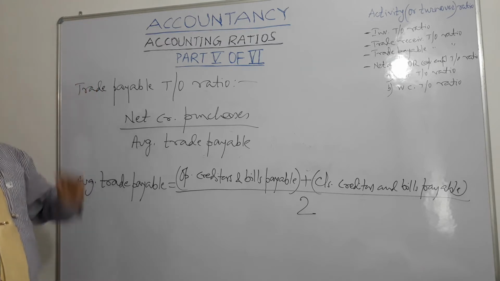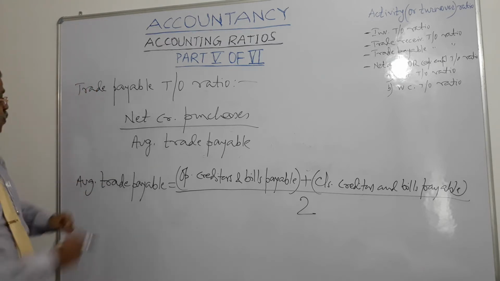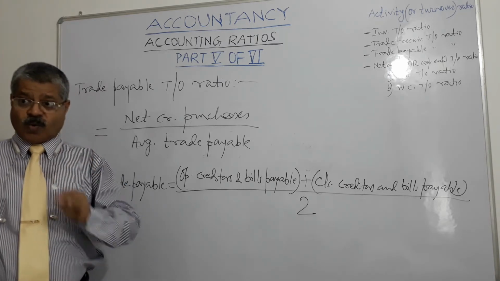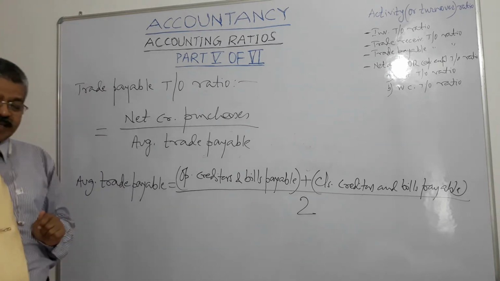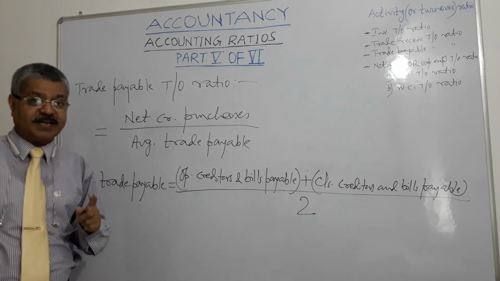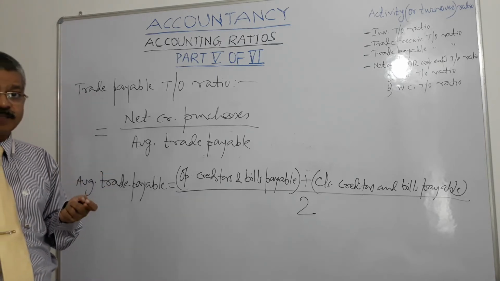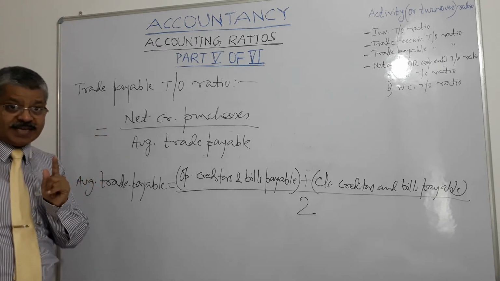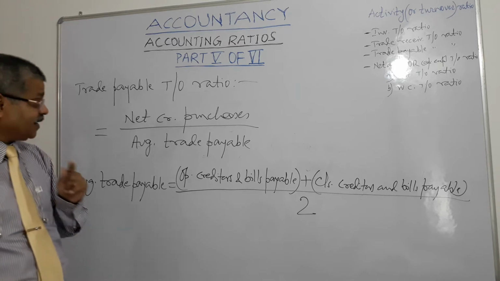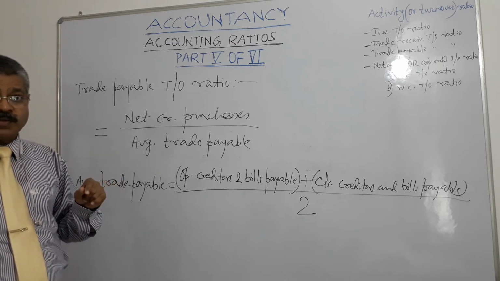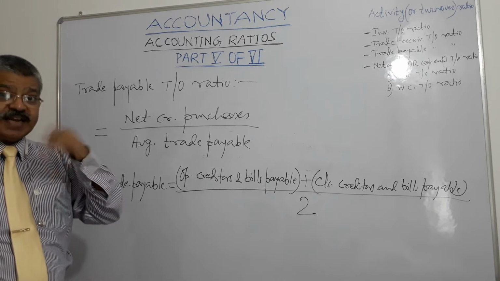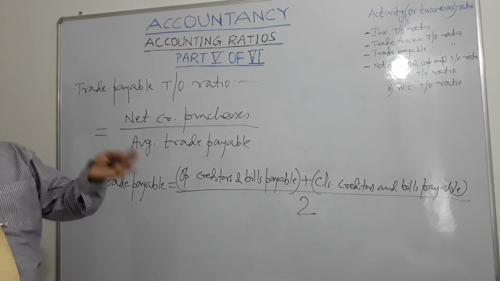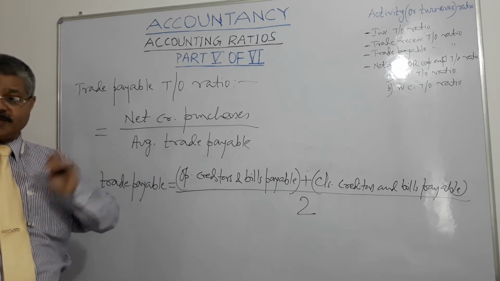This ratio reveals average payment period. A lower ratio indicates that the supplier has been extending longer term credit, or the enterprise is delaying the making of payments, right?